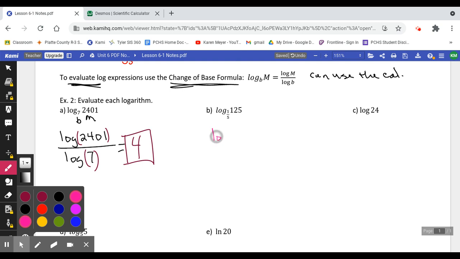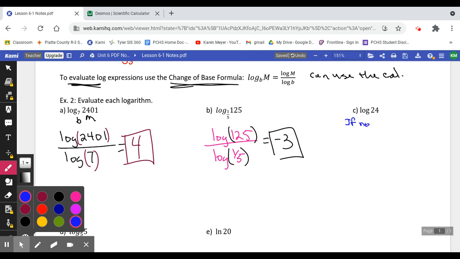So the next one, log of m, which is 125, over log of 1/5. And once again, when you type in your calculator, make sure you close your parentheses. When I typed this in, I got -3. The next problem is a little unique because on this one, you're going to notice it doesn't have a little bitty base number. If it doesn't have a little bitty base number, then the base number is always 10.